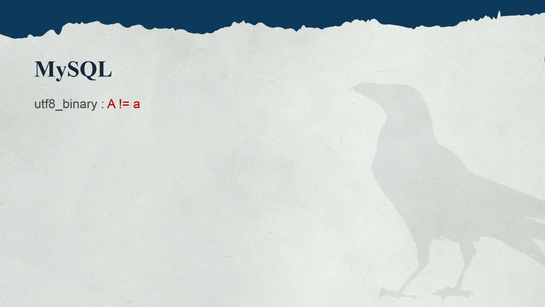So if you select UTF-8 binary, it means that comparison will be case sensitive. So the big A will be a different character from the lower a. Now if you select UTF-8 general, it means that the A will be case insensitive, but this ligature version won't be considered as the same character. So those two things will be different.